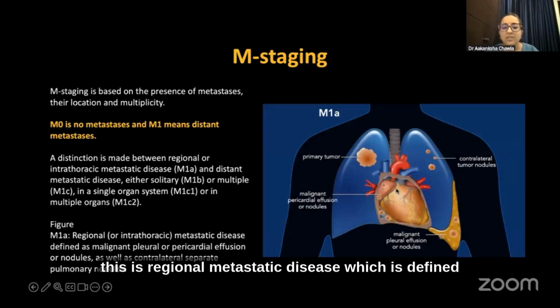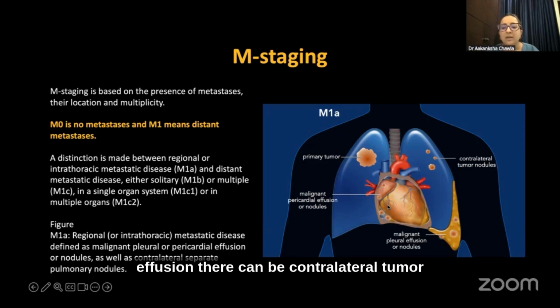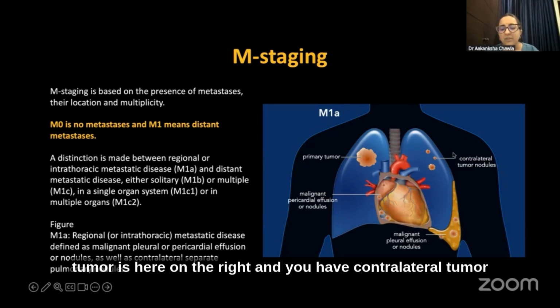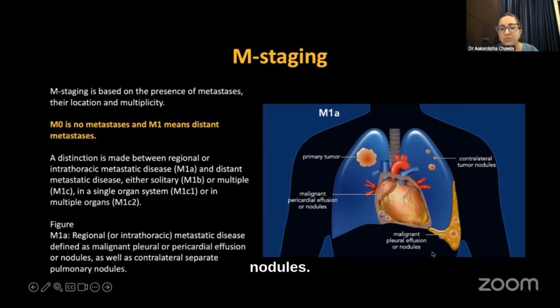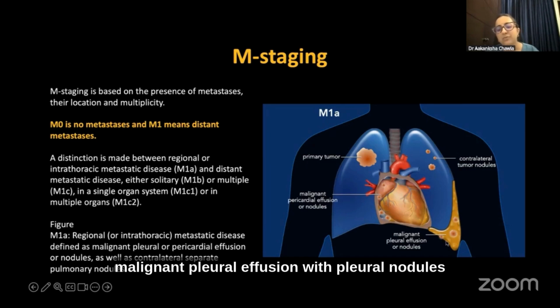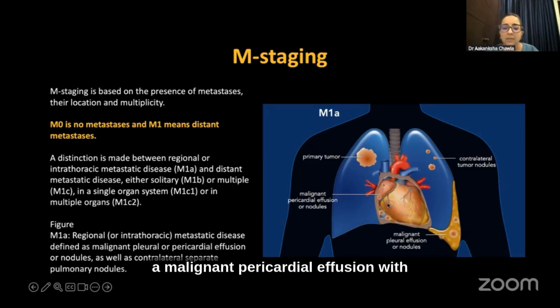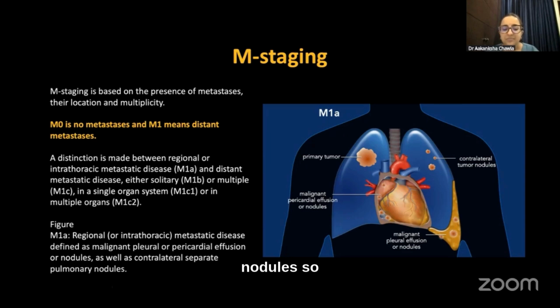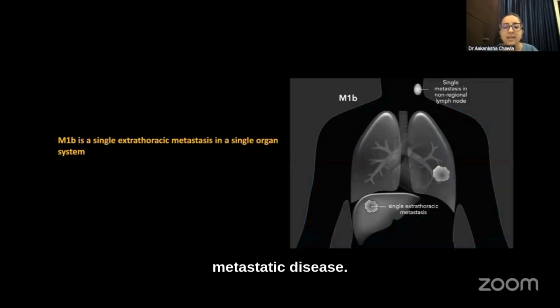So this is regional metastatic disease, which is defined as a malignant pleural effusion or a pericardial effusion. There can be contralateral tumor nodules. Okay. So your primary tumor is here on the right, and you have contralateral tumor nodules. You can have malignant pleural effusion with pleural nodules, a malignant pericardial effusion with nodules. So this is your M1a disease, which is your regional or intrathoracic metastatic disease.